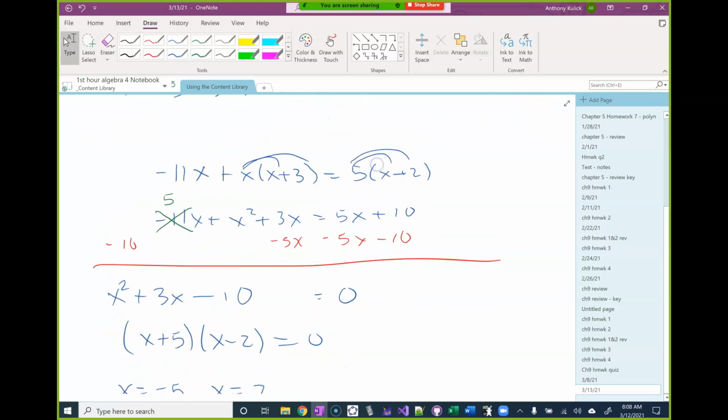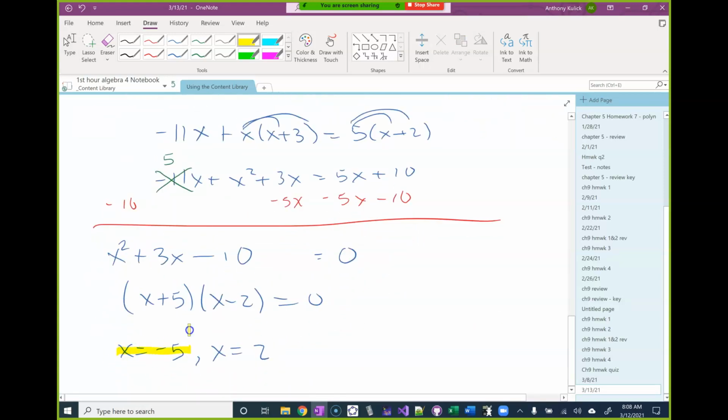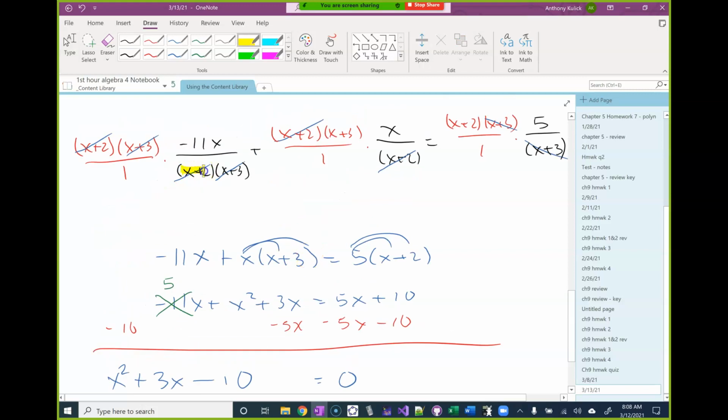So what I'm going to do is take -5 and look at what I get when I plug it in to the denominator in the original problem. If I plug -5 into x in any of those 4 places, do I get a 0? No, right? -5 plus 2 isn't 0. -5 plus 3 isn't 0. So -5 is fine. That's a good answer.